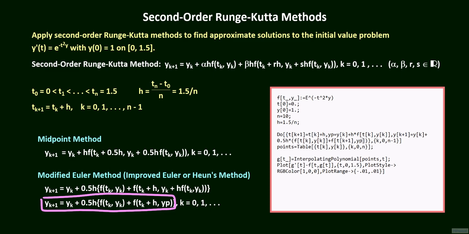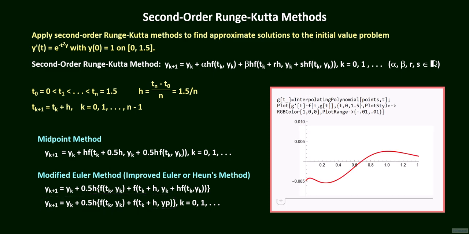We execute all the lines of code. The largest value of the absolute value of g prime minus f of t, g of t seems to be bigger than 0.005, which is greater than that for the Lagrange polynomial from the midpoint method, so it seems that the midpoint method does a better job satisfying the differential equation for n equals 10.